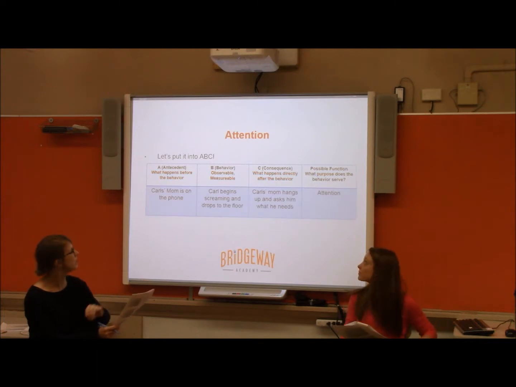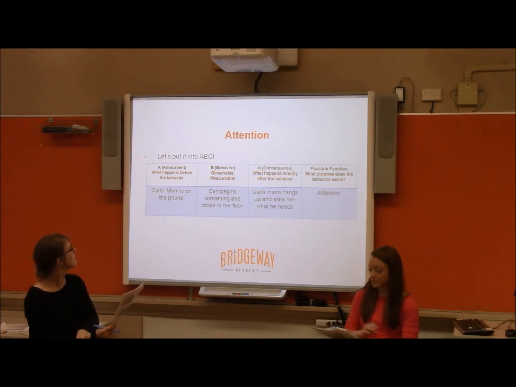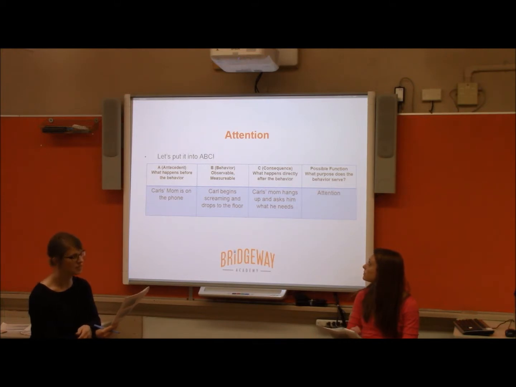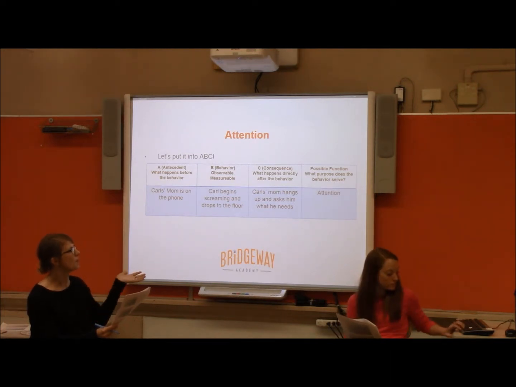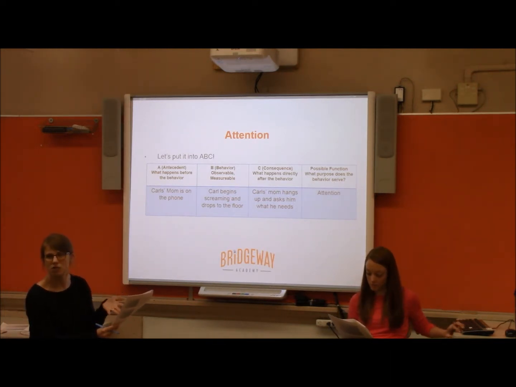Next is attention. The antecedent: Carl's mom is on the phone. The behavior: Carl begins screaming and dropping to the floor. The response, or the consequence: Carl's mom hangs up and asks him what he needs. It's very likely that in this instance, Carl's screaming and dropping to the floor gets him his mom's attention. It's effective, it's the way that he's communicating that he wants that attention.